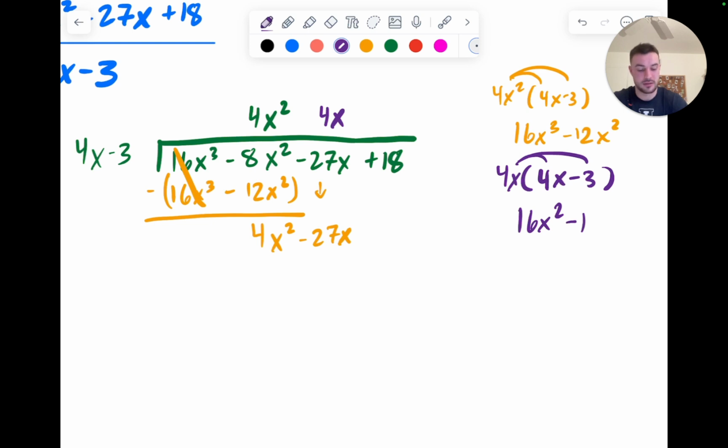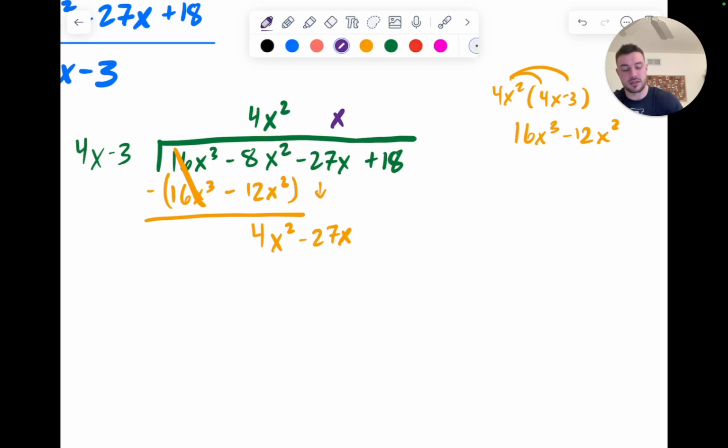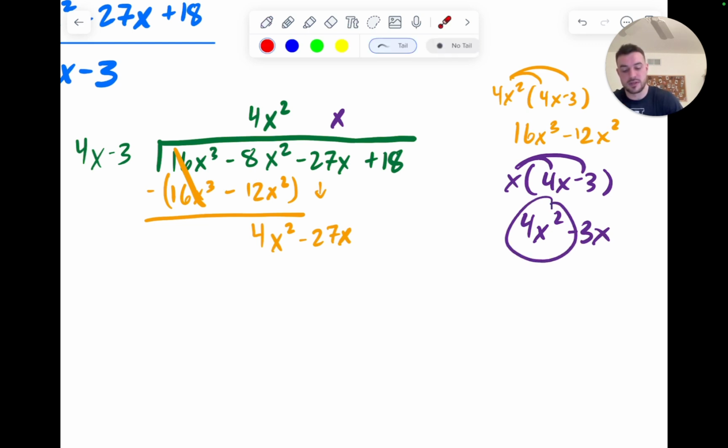minus 12x. So I actually don't need it to be a 4x. I just need to multiply by 1x. And here's my mistake. I think I was looking at the 4 at the bottom there. But if I just multiply by x, and I distribute in, we get 4x^2 - 3x. And then our first terms line up, so when we do the subtraction, they're going to cancel. So I just need a regular x there.